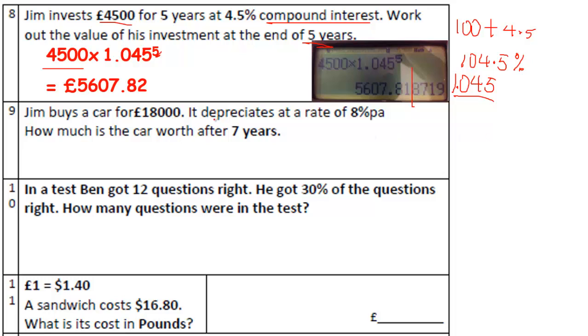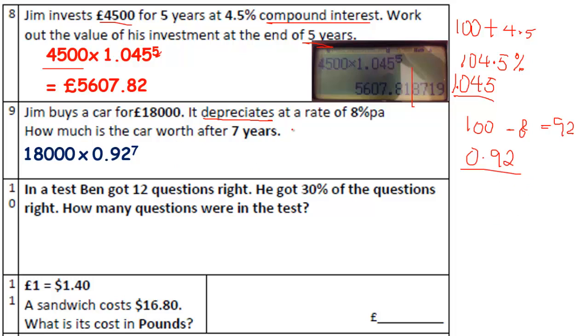In part 9, or question 9, we're talking about depreciation there. Jim buys a car for £18,000. It depreciates at a rate of 8%. It's going down in value. So this time I'm going to do 100%, my original, take away 8%. That leaves me 92%. And as a decimal, 92% is 0.92. So that's going to be my multiplier. I'm going to have 18,000 times 0.92 to the power of 7. Just like with the compound interest, but the way we got the multiplier was different because we're depreciating.